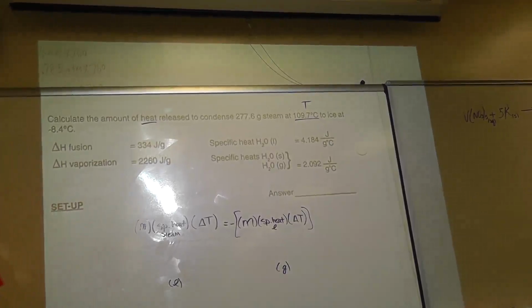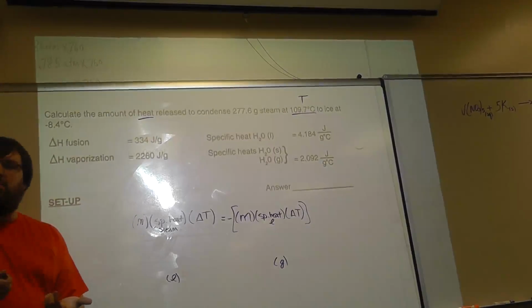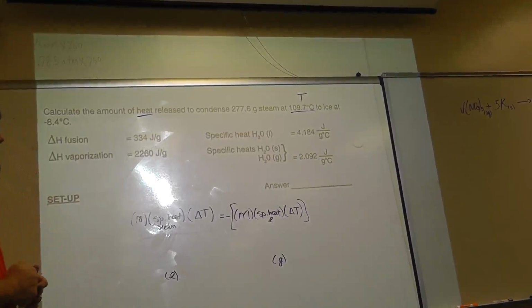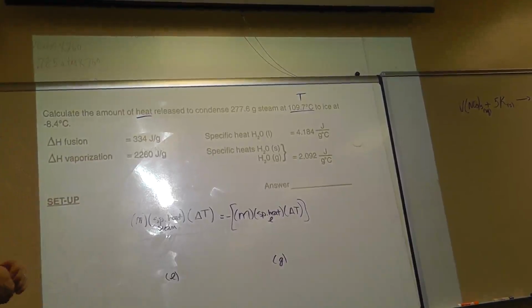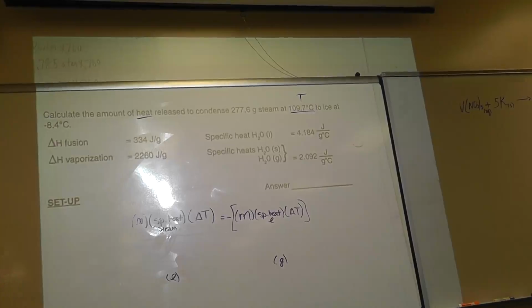Anytime you have an exothermic reaction, delta H is negative. It's putting out heat. It's like an engine. An engine's heat loss is negative. The engine does not get to keep that heat. It has to give it away. You have class in 10 minutes.